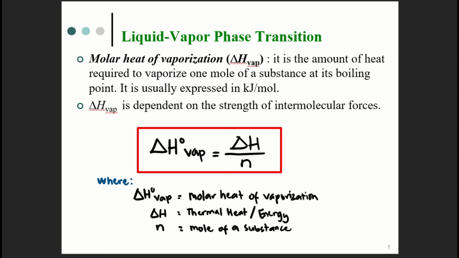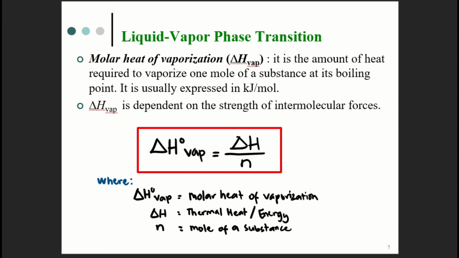So the molar heat of vaporization is equal to the thermal heat or energy, also known as the enthalpy change, over mole of a substance. Now class, why do we have this formula? We can actually compute for the molar heat of vaporization.